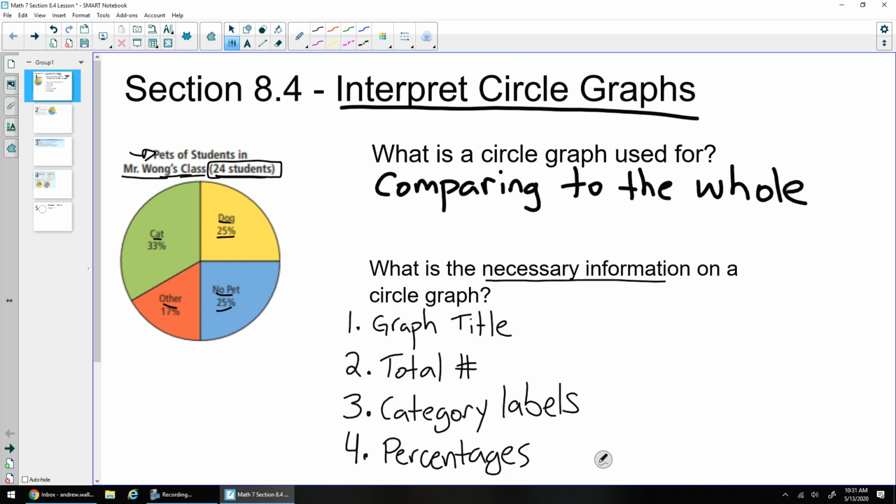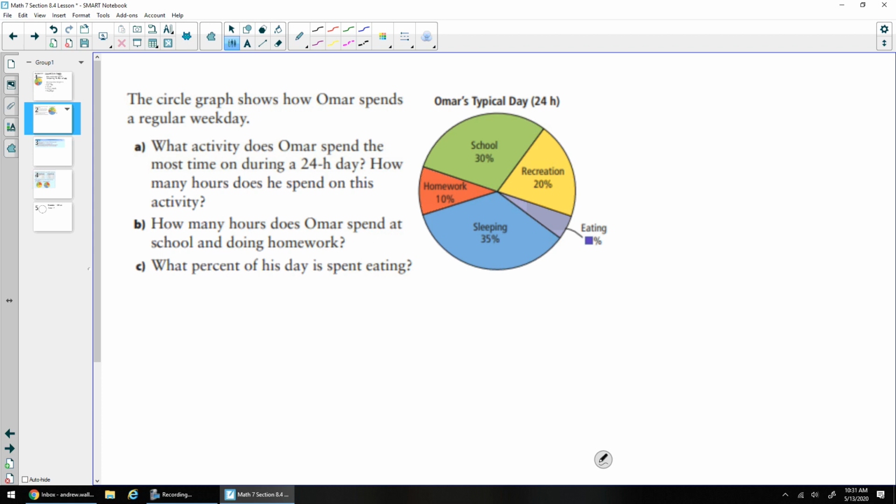Your category labels and your percentages are all necessary information. So let's look at a few circle graphs. This circle graph shows how Omar spends a regular weekday. What's our total thing that we're looking at? We're looking at a day. So we're comparing parts of his whole day.